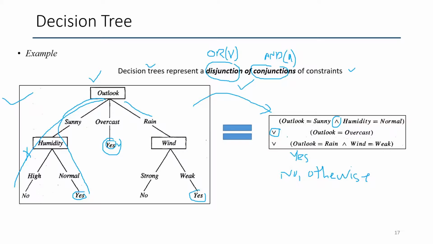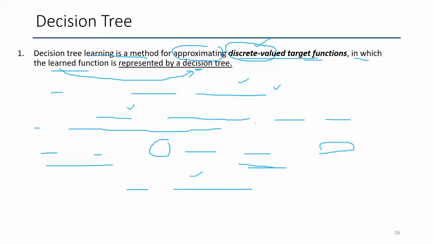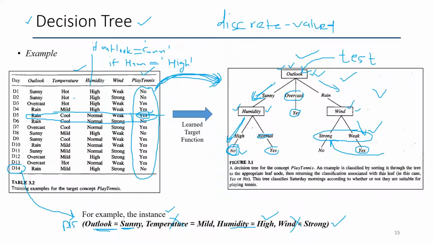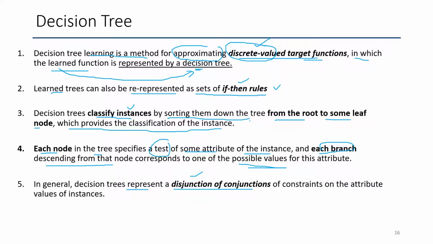Okay, so why is it called disjunction of conjunction? Because every bracket is a conjunction and we have a disjunction of these brackets. So, a disjunction of conjunctions of constants. Okay, so did you get the theory about decision tree? We are representing our learned function in the form of a decision tree. For a given instance, we classify it by starting from the root, performing the test, and following that particular branch, and at the leaf node we get the output.